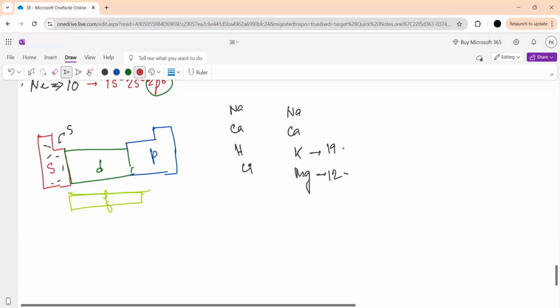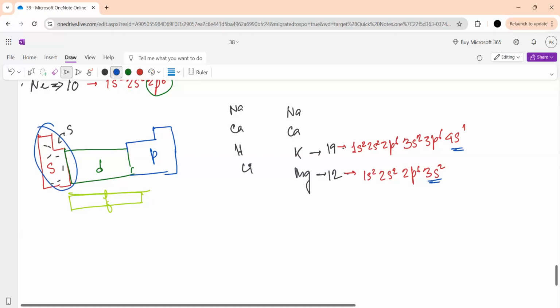For 19, I got my answer 1s2, 2s2, 2p6, 3s2, 3p6, 4s1. And for 12, 1s2, 2s2, 2p6, 3s2. So you see that all of these are ending with s orbital, right? Yes, ma'am. That's why these are part of S block.